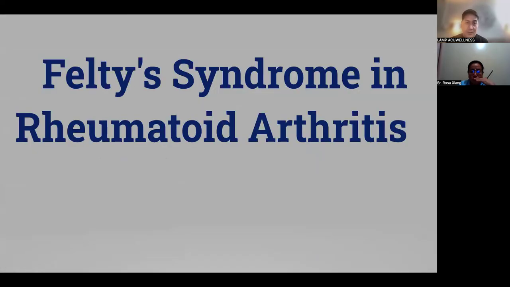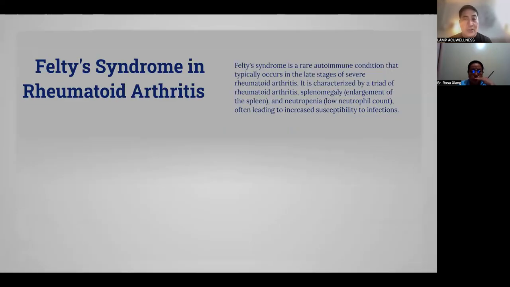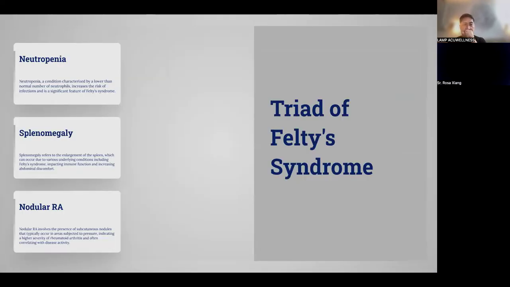Next, Felty syndrome. We want you to be very familiar with this syndrome. So this is a rare autoimmune condition that typically occurs in the late stages. So since it is a syndrome, it consists of symptoms, no, like splenomegaly, enlargement of the spleen, neutropenia. So when you check the neutrophil count, it's quite low. So often leading to, of course, including the RA. So it's RA, neutropenia, and splenomegaly. So there will be increased susceptibility to infections.